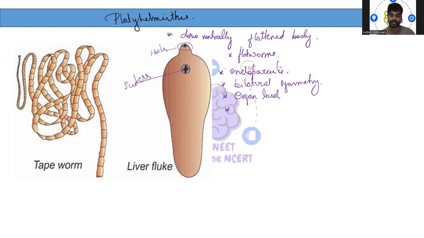Through the body surface they absorb nutrients directly. Then they have specialized cells called flame cells. Flame cells help in osmoregulation as well as in the excretion process. These flame cells play a very important role. So coming to the sexes, sexes are not separated.